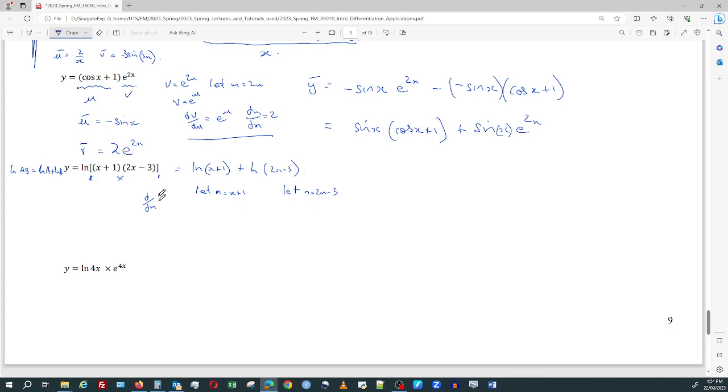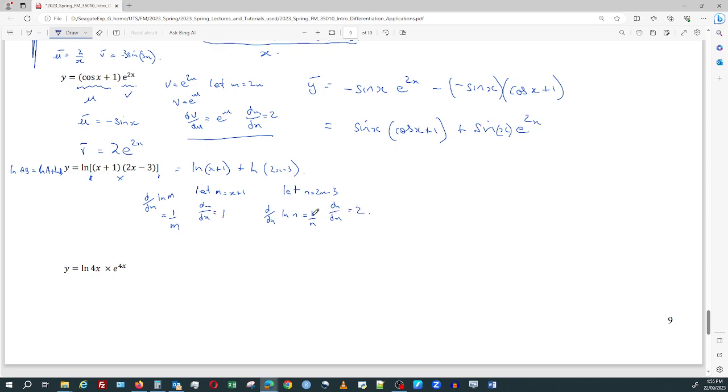d/dm of the ln of m, what does that equal? Then this one here, d/dn of the ln of n, what does that equal? Likewise, we need the dm/dx and over here we need the dn/dx. So there's a few to work out. The derivative of ln of m is 1 over m, and dm/dx is 1. The derivative of ln of n is 1 over n, and dn/dx is 2.